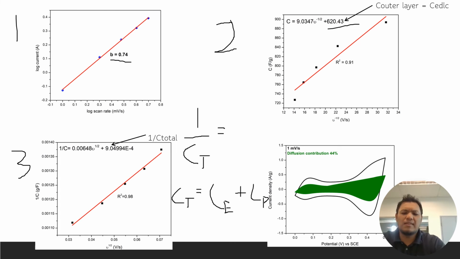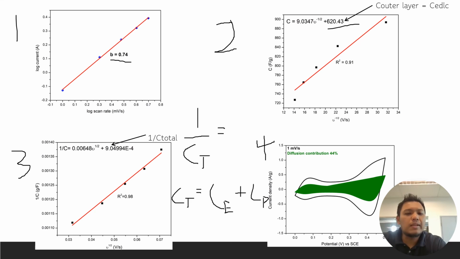This is quite easy, same as that method. However, for the Trasatti method, the diffusion contribution or capacitive contribution is the same for each scan rate. So if you run at 1 millivolt per second and it is 44%, then 2, 3, 4 are all the same. That's the lacking of the Trasatti method. But the graph you can plot, the graph is the same. Just refer to the video of the Dunn method, the graph is the same.